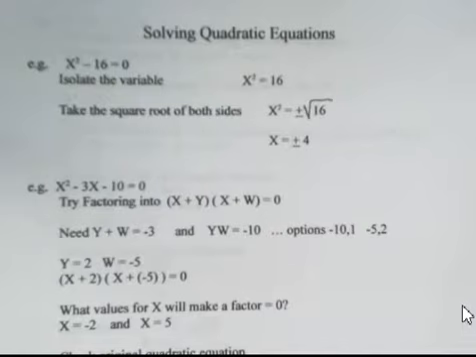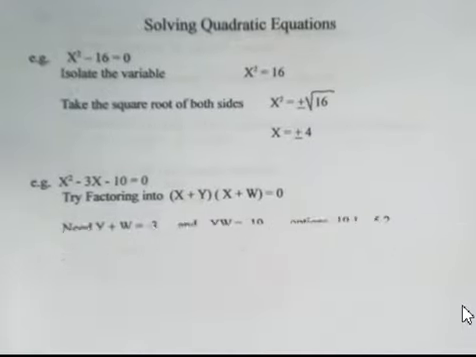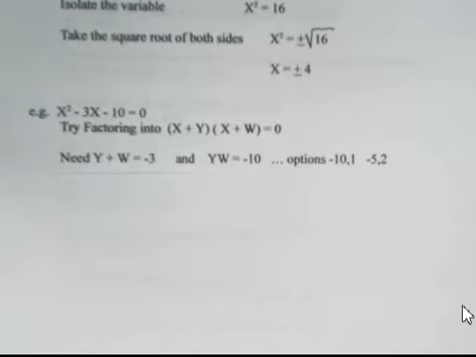So let's go on to another example. So x squared minus 3x minus 10 equals 0. Another technique for solving quadratic equations is to factor the equation. And you do need to have a 0 on the right side of the equality symbol.